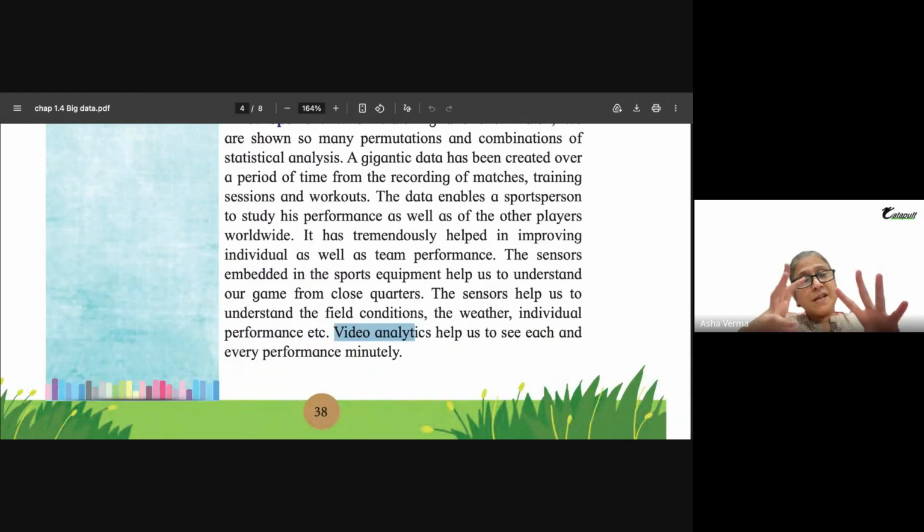Now that performances are recorded, you can zoom in. You can notice how the player is handling the bat, how he was standing, why he missed, what the angle of the wrist was, and all the minute details can be checked out.